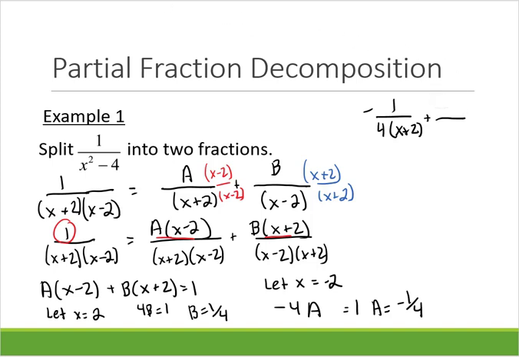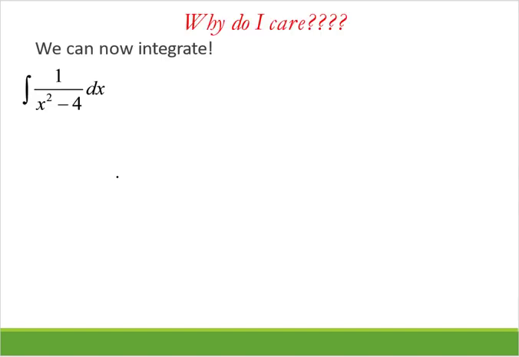I am so sorry. Plus 1/4, that's my B, over x minus 2. And just so you know, if you actually go through and combine these, you should get this. Now, why do I care? Because now I can find the integral of this.